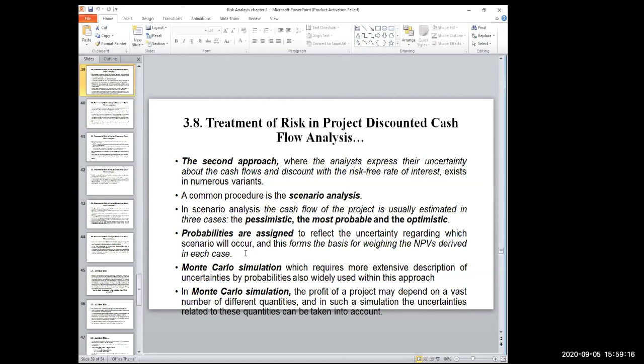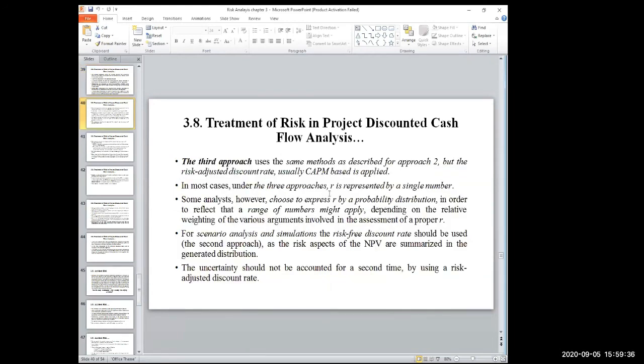econometrics, so we will see it in detail in chapter 5. Anyway, for the time being, in the second approach, where uncertainty and risk rate are used as a risk analysis for a project, we can use scenario analysis and Monte Carlo estimation. So the third approach is to use a combination of the first and the second.